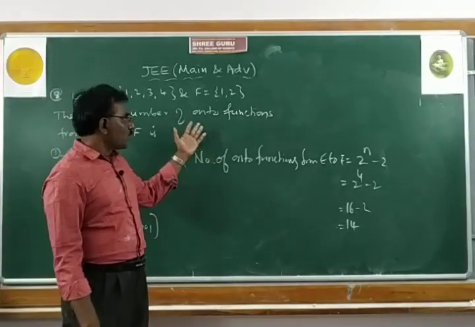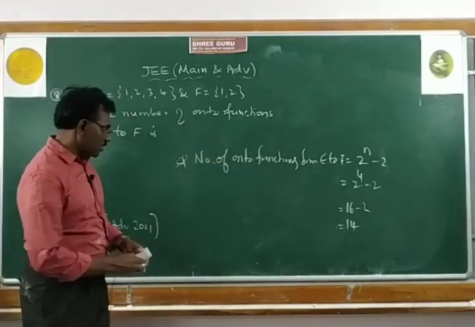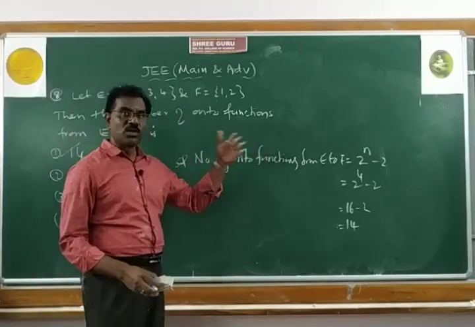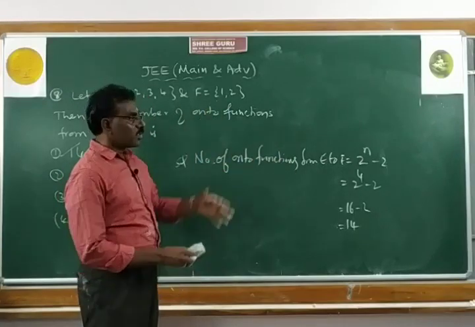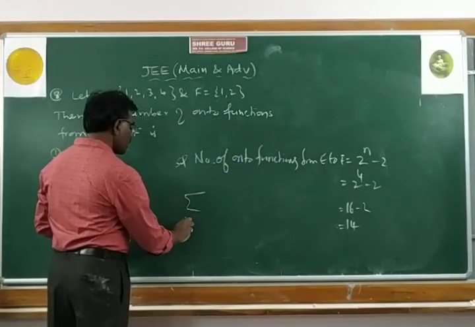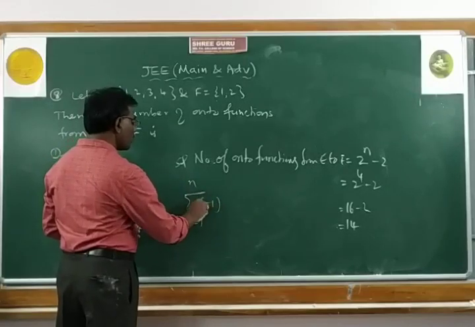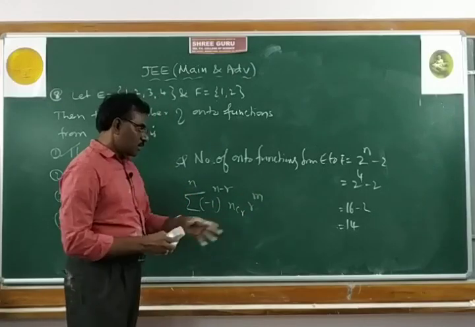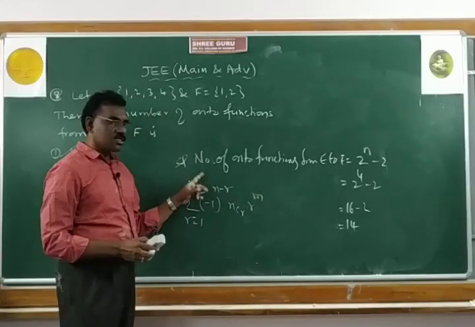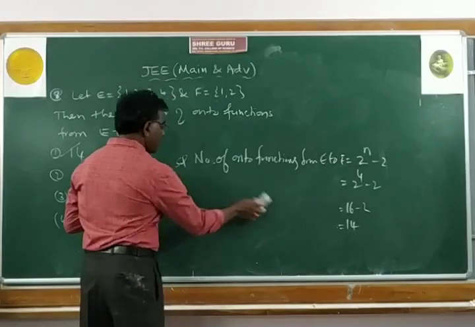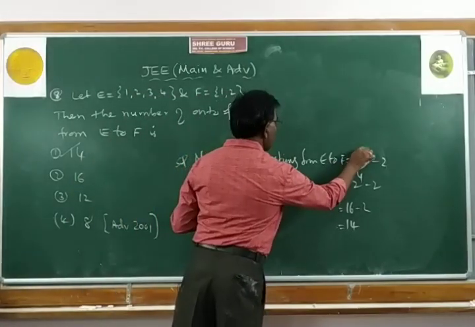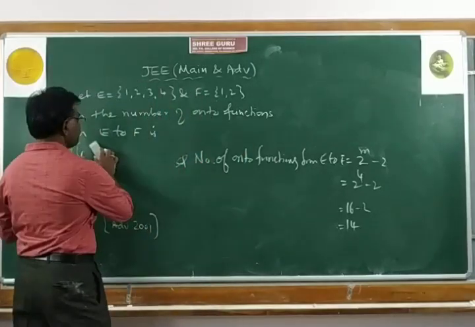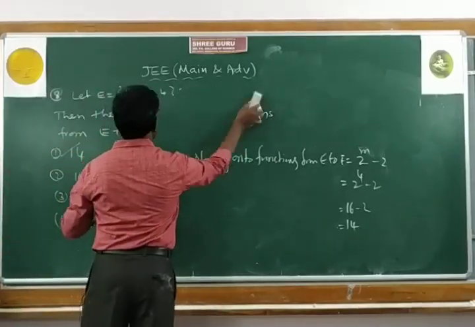Otherwise, if it is not only 2 elements, I gave a formula, a summation. Suppose more than 2 elements are there, that is, the set contains one more element. Only 2 means this formula is there. If it is more than that, what is given? Summation r equal to 1 to n, minus 1 to the power n minus r, nCr, r to the power m. So m is the number of elements of set A, n is the number of elements of set B. Take this as m, don't confuse. Option 1 is the correct one.